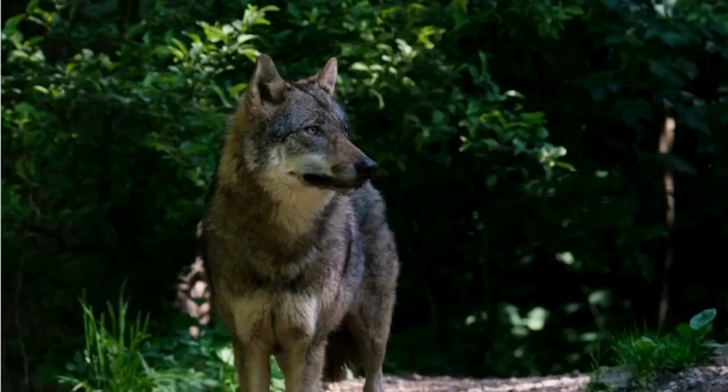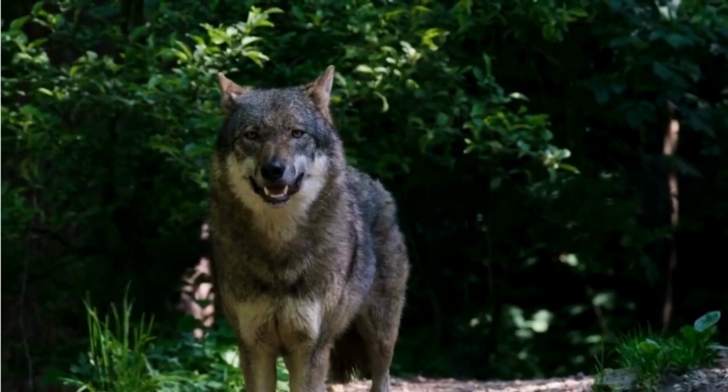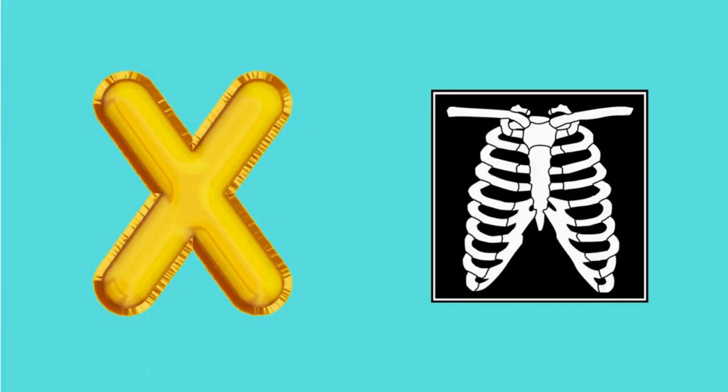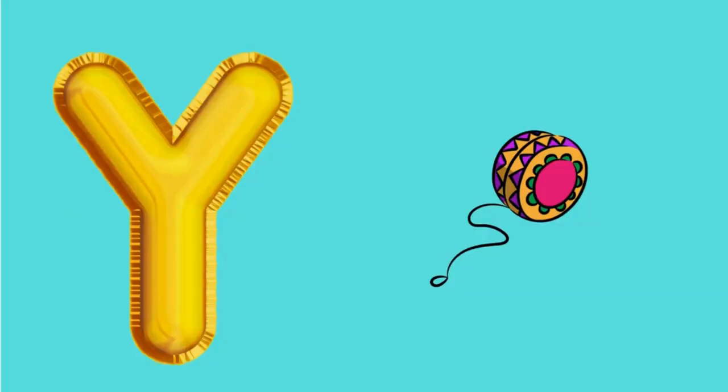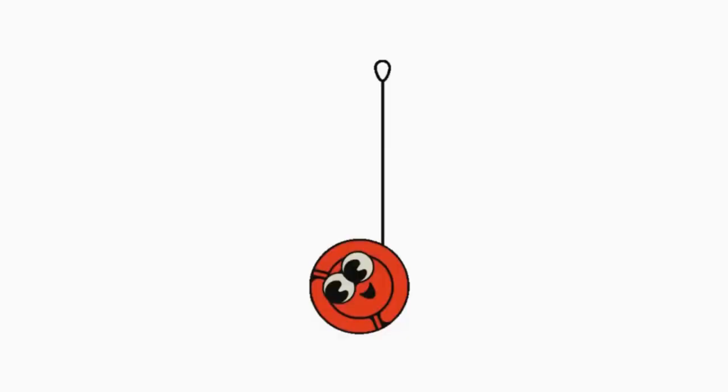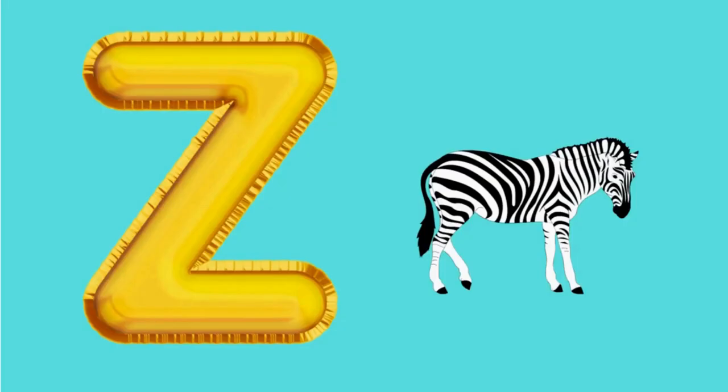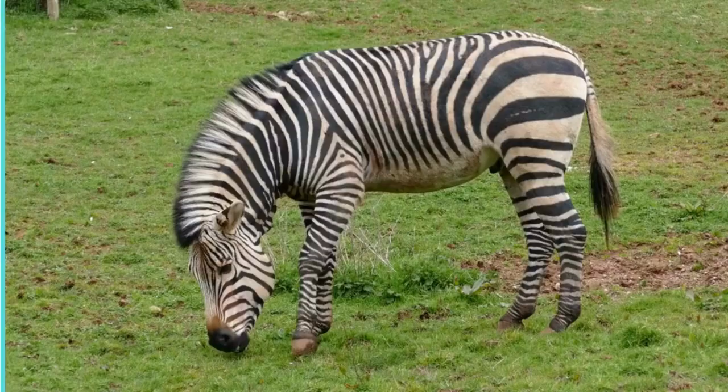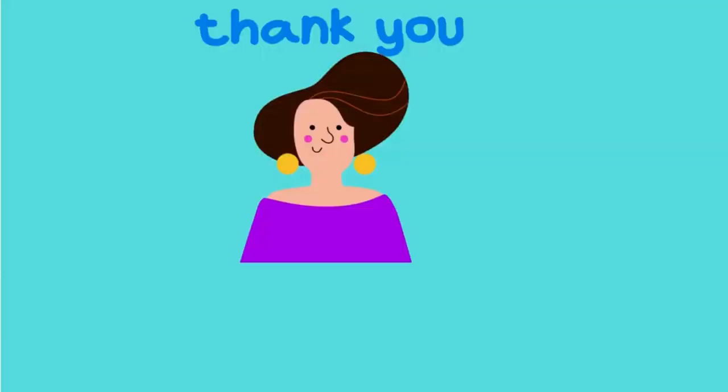W is for wolf. What does the wolf say? Growl. X is for x-ray. Can you see the x-ray? Y is for yo-yo. Yo-yo is a lovely toy. Z is for zebra. Black and white zebra.